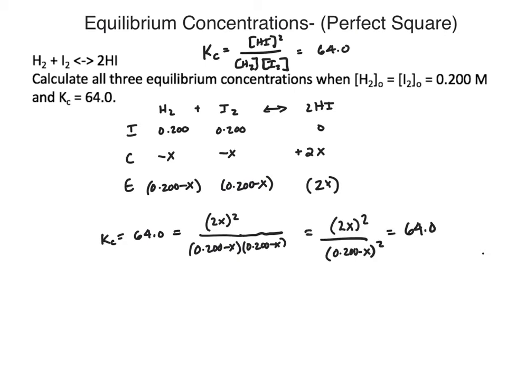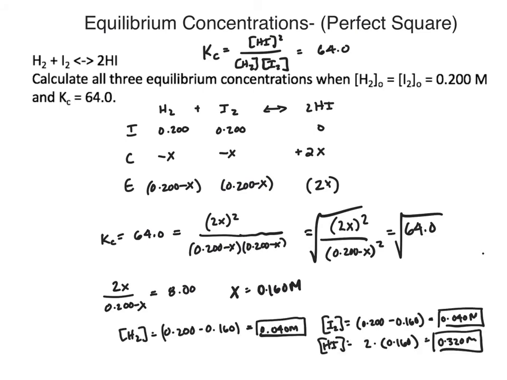Okay, so notice we have something squared on the top as well as something squared on the bottom. Basically, what that means is I can simplify this by taking the square root of both sides of this problem, and what that's going to give us is the following. Now, if we distribute, cross multiply, and solve for x, it's going to end up equaling 0.160 molar. Okay, so this is our x value. We're now going to take this x value and plug it back into our equilibrium values, so plug that x in and solve for each of the concentrations of H2 and HI.